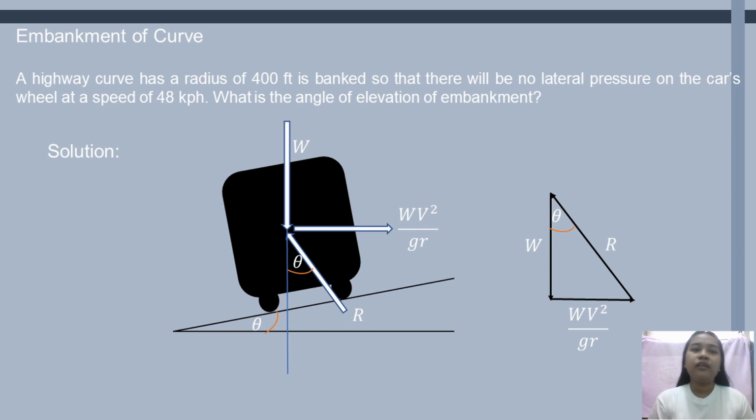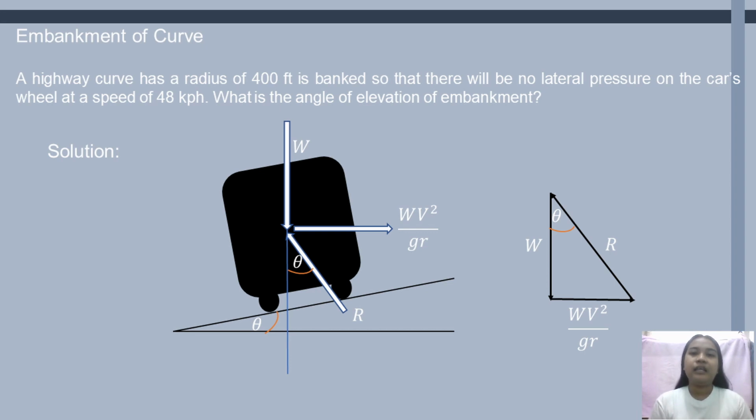Good day, everyone. So, here is the problem for the embankment of the curve. A highway curve has a radius of 400 feet, is banked so that there will be no lateral pressure on the car's wheel at a speed of 48 kilometers per hour. What is the angle of elevation of the embankment?